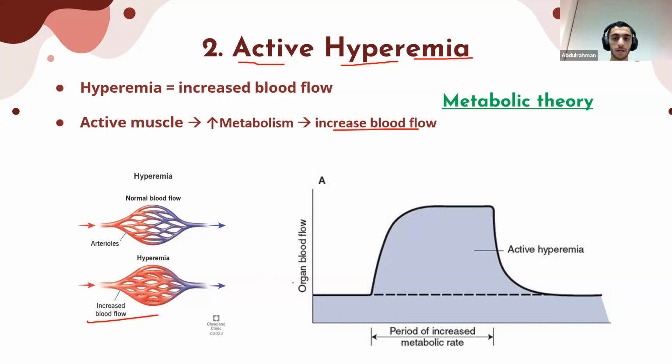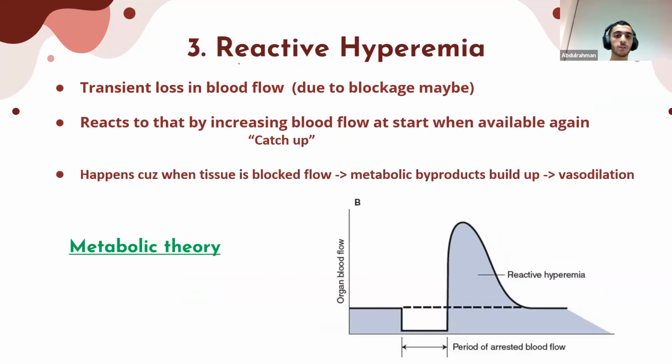Okay. And I do want to point out here that hyperemia, whether it's active or reactive, it's only metabolic theory. Remember the autoregulation, we said it was done by both metabolic and myogenic. However, this one is only metabolic theory. So just from its name, active hyperemia, the muscle is active, there's metabolism, there's increased blood flow. Muscle is here, we start our exercise, we increase the blood flow. The other one is reactive hyperemia. It's basically reacting. So what is it reacting to?